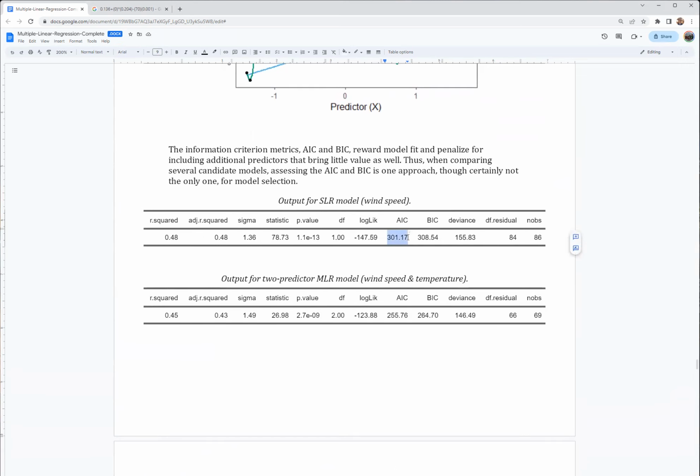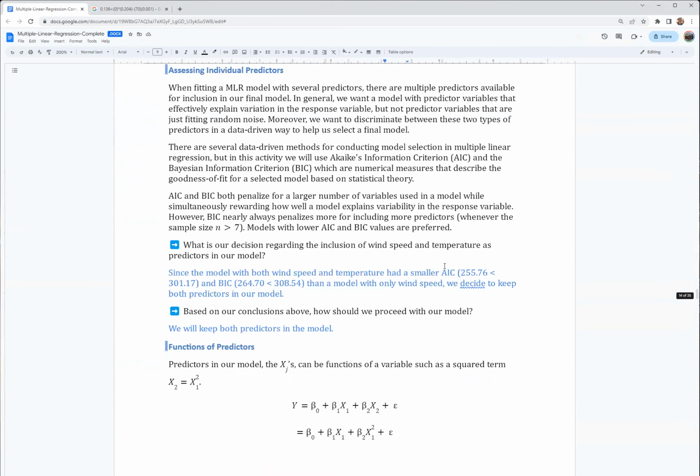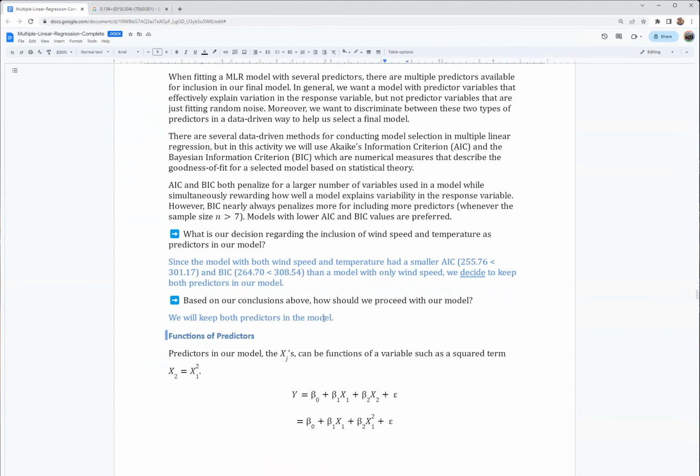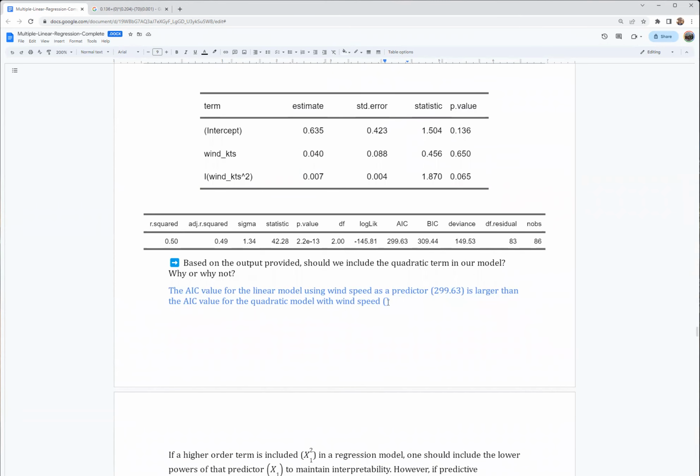Oh, here it is. For just plain wind speed. So it was like, okay, I put the wrong numbers in the wrong spot. There we go. Okay, so the AIC value for the linear model is larger than the AIC value for the quadratic model.